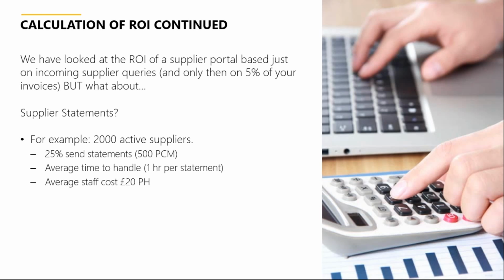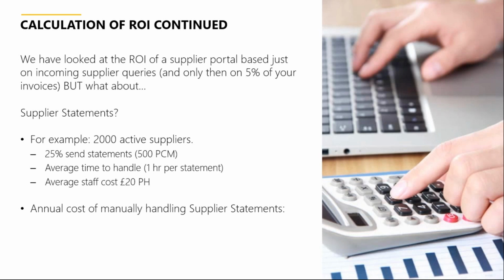We're going to take from this that 25% of them are sending in statements on a monthly basis. So 25% of the 2,000 active suppliers, that's 500 suppliers, are sending in a supplier statement every month. And the time to deal with that, and that could be in whatever format your supplier wants to send that in, we're saying takes 1 hour on average to consolidate and verify that. We're still saying average time for internal staff is £20 per hour.